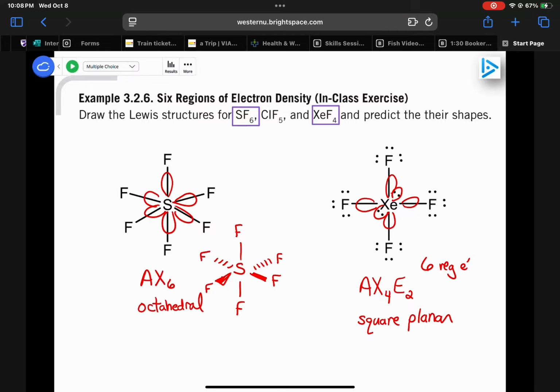If I take my structure here and turn it towards you, it's like you're looking straight down a lone pair of electrons and you see the 4 prongs lying in the plane of your paper. The XeF bonds can all lie on a plane. So we would call this a planar molecule, which is where the square planar comes through.